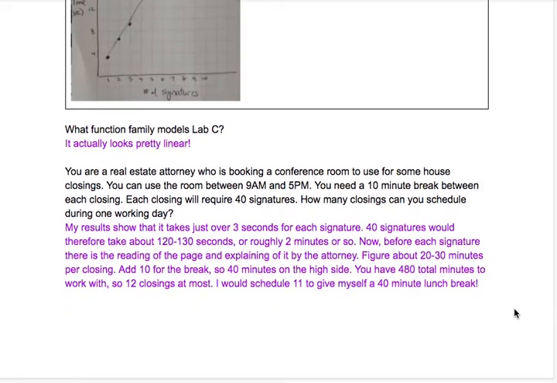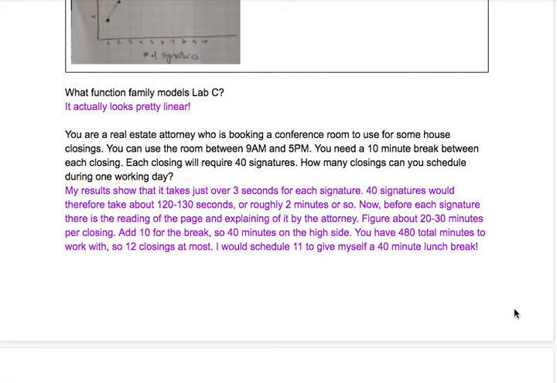So let's say now I'm the real estate attorney, and I'm going to book the conference room for closings. I want to get a 10-minute break. Each closing requires 40 signatures. So in my results, it was showing that I take just over 3 seconds to sign my name one time. So 40 signatures would take me a little bit over 2 minutes if I was doing them one right after the other. Now in a closing, that's not how it works.